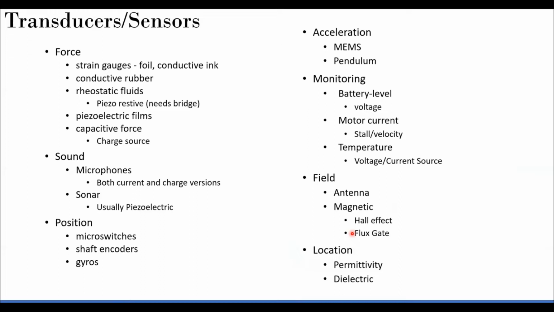So the possibilities are enormous. Force, sound, position, acceleration, then something like battery, temperature, current monitoring. Field. You are studying electromagnetic field theory, right? So all these sensors like Hall effect, variable reluctance, so many. Location is important, right? So these sensing options that you have.